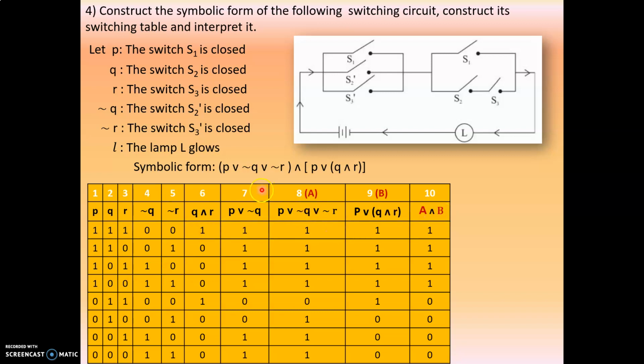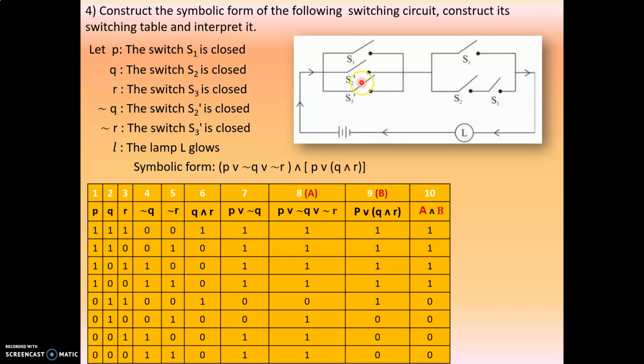And here, the first statement pattern I have given as A, and for the second statement pattern I have given B. So in the 10th column you can see A and B. After completing you will get 1 1 1 1 0 0 0 0.